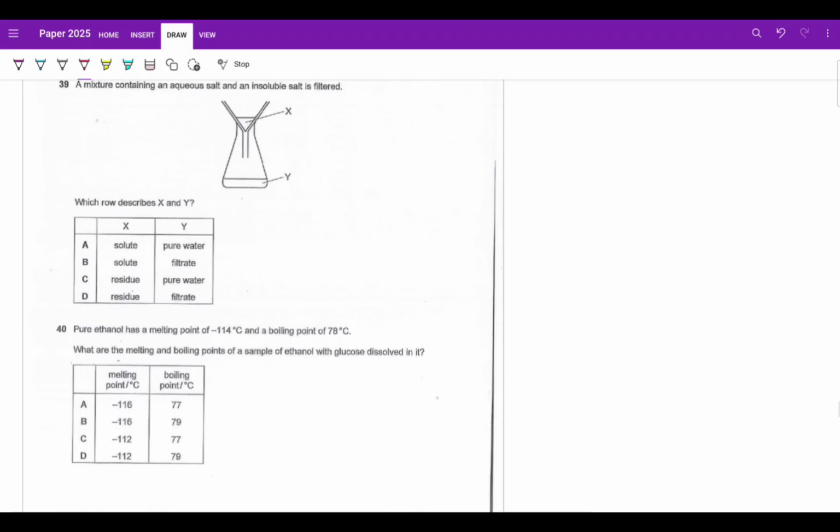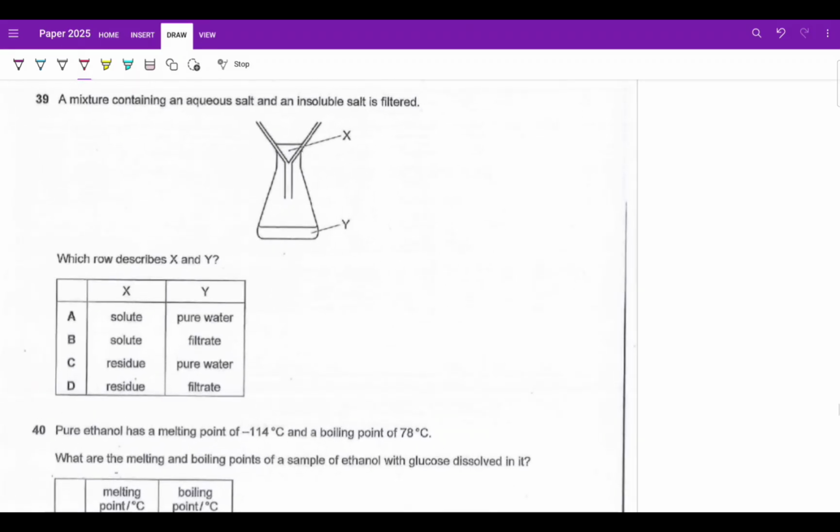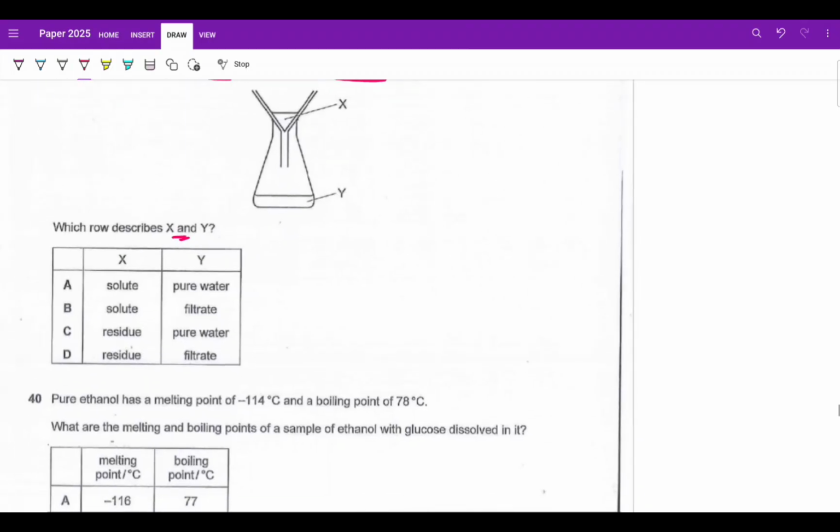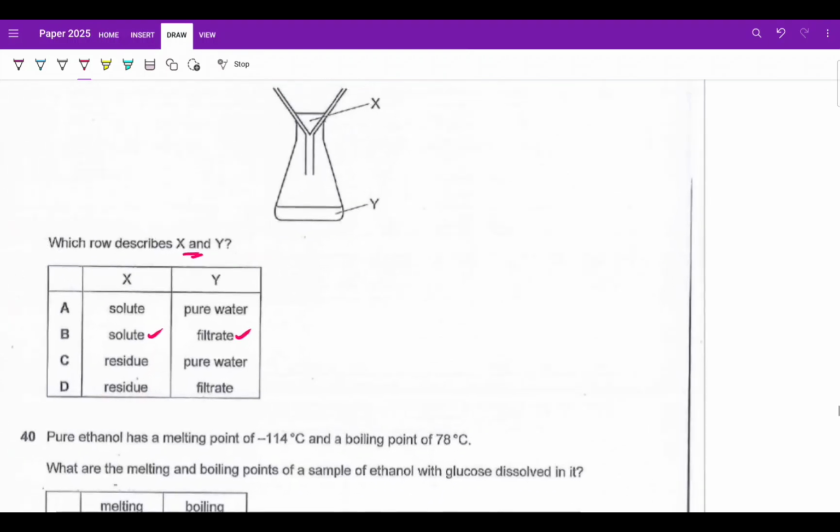Question 39. A mixture containing an aqueous salt and an insoluble salt is filtered. One is aqueous, another is an insoluble salt. Which row describes X and Y? X a solute, Y pure water. X solute, filtrate. Residue, pure water. Residue and filtrate.